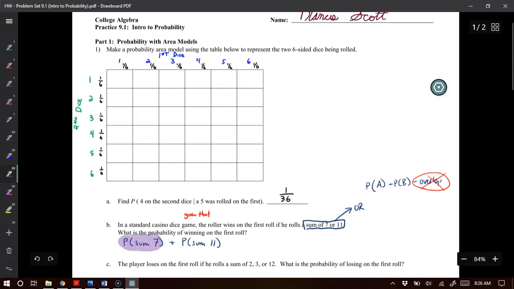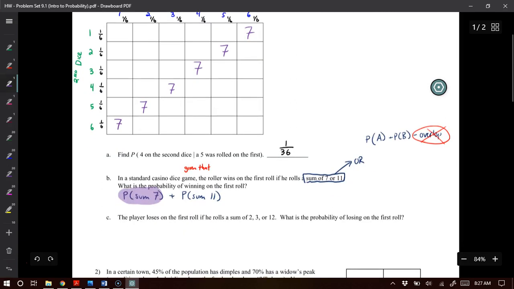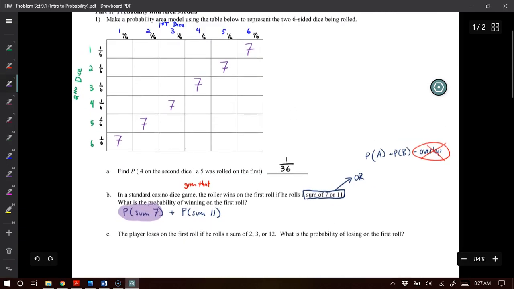So what numbers add to 7 if I roll my die? Well, 1, if you look at the first column, plus 6 is 7. 2 plus 5 is 7. 3 plus 4 is 7. 4 plus 3 is 7. 5 plus 2 is 7. 6 plus 1 is 7. There's all my 7s on it.